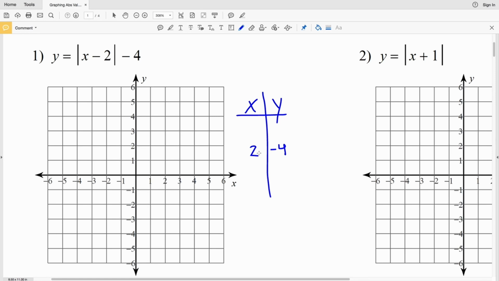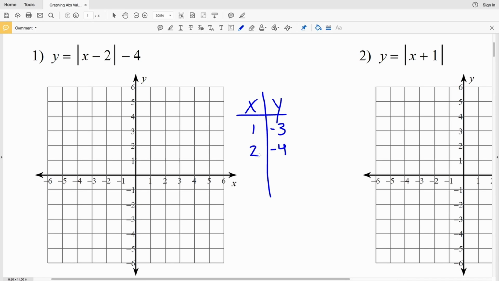Now let's pick a point that's less than the value of 2. So it's going to be to the left of our turning point, or vertex. So let's choose 1. When x is 1, we're going to have the absolute value of 1 minus 2, and then minus 4. The absolute value of 1 minus 2 is the absolute value of negative 1, and then we're subtracting that 4. We know that the absolute value of negative 1 is a positive 1, and when we subtract 4, we get 1 minus 4, which is a negative 3. So when x equals 1, y is equivalent to negative 3.